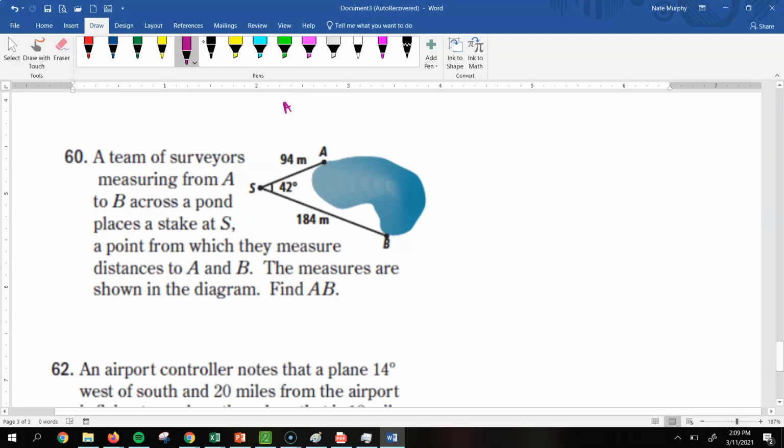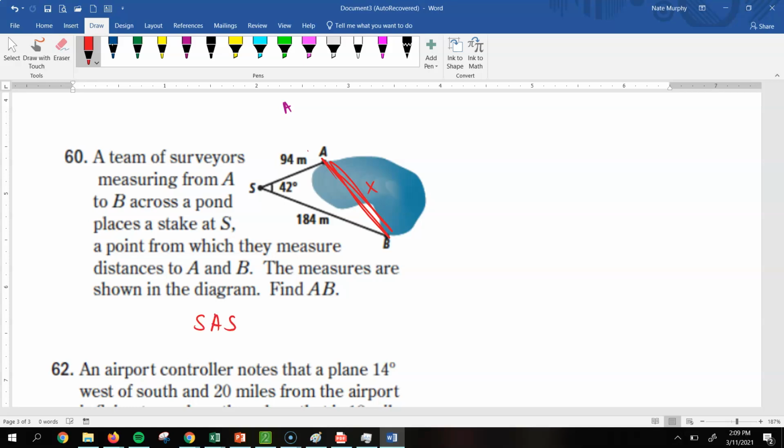All right, number 60. So for this one, we're trying to find the distance across the lake here. We're trying to find the distance for AB. And so if you look at this situation, this is a side angle side situation, because we know two sides and the angle between them. So this is a side angle side. So we use the law of cosines.